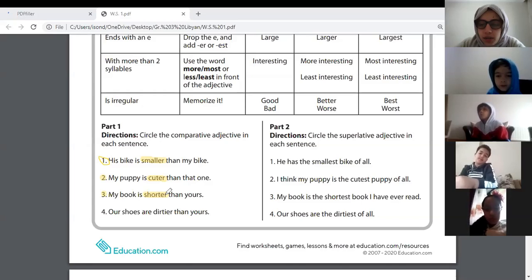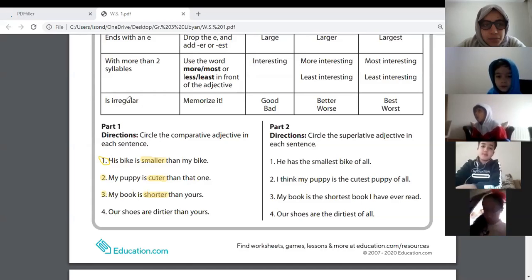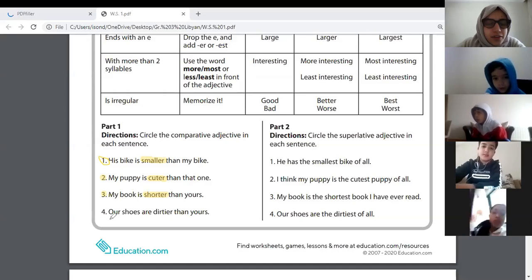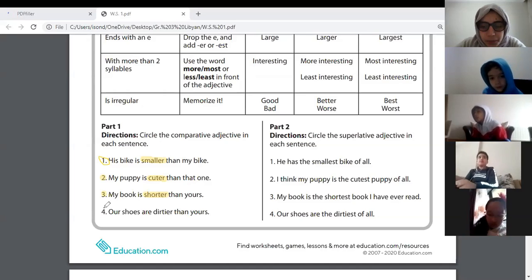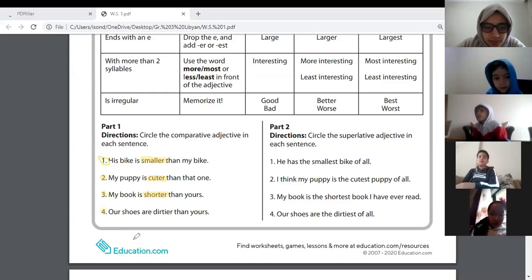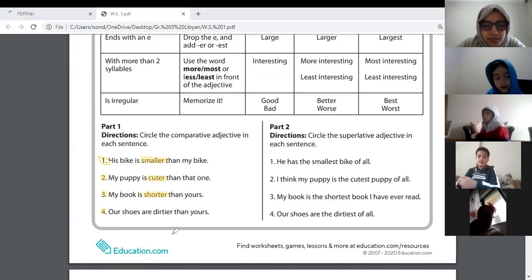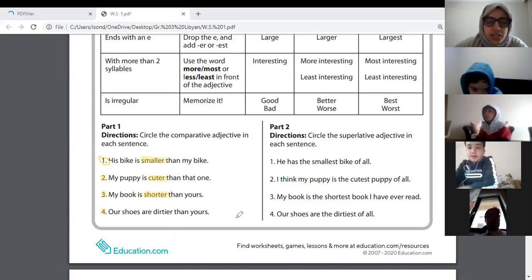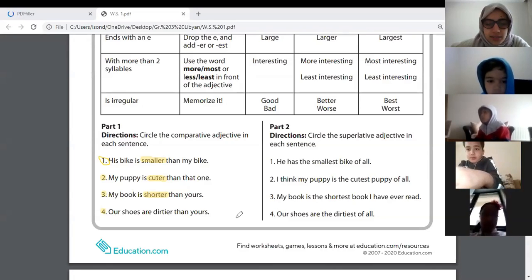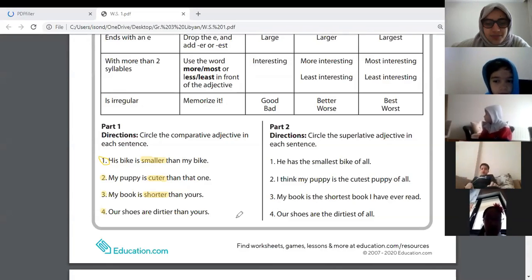Yasmin is raising her hand. Yasmin, can you read number 4 to us? Our shoes are dirtier than yours. Well done, Yasmin.